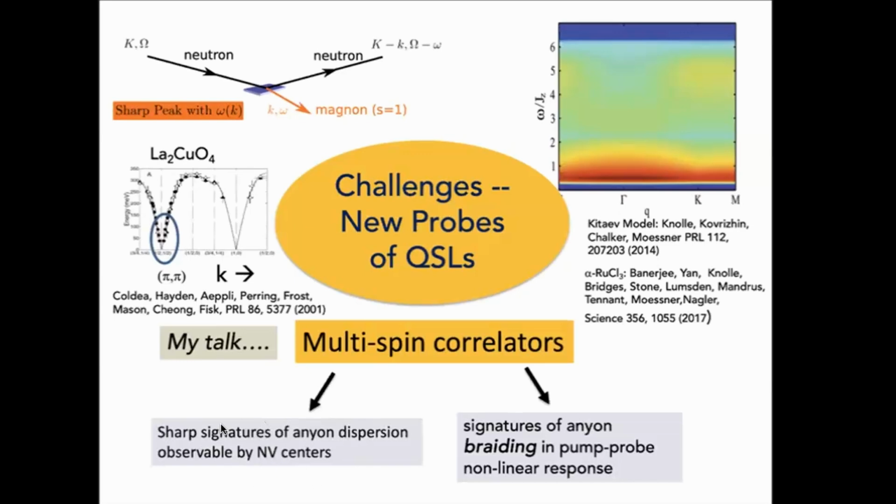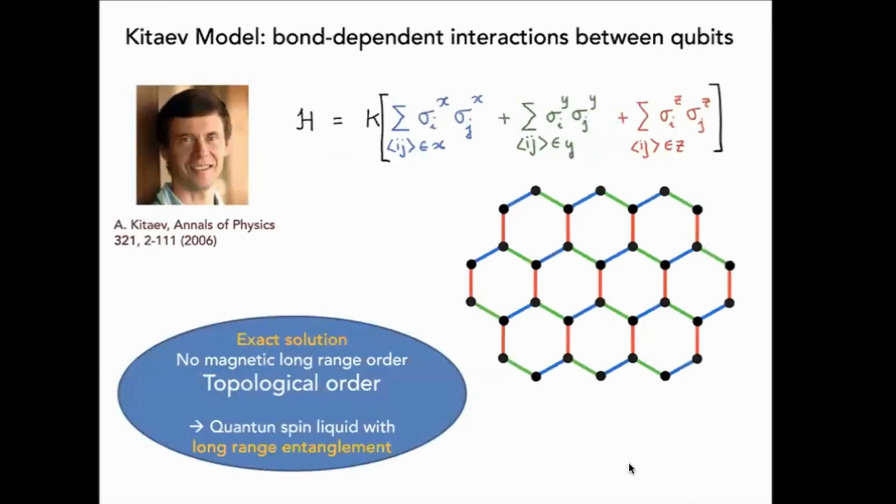I'm going to show you how you can see the anyon dispersion, which could be observable by NV spectroscopy. Also, in pump-probe nonlinear response, this is even more exciting: not just the signature of fractionalization, but even the braiding statistics, because ultimately the anyonic aspects are encoded in the way these fractions braid. That's my plan, so let me start with the Kitaev model. I think all of you know it, but it's defined on a honeycomb lattice, and on the sites of the honeycomb lattice you have a qubit.